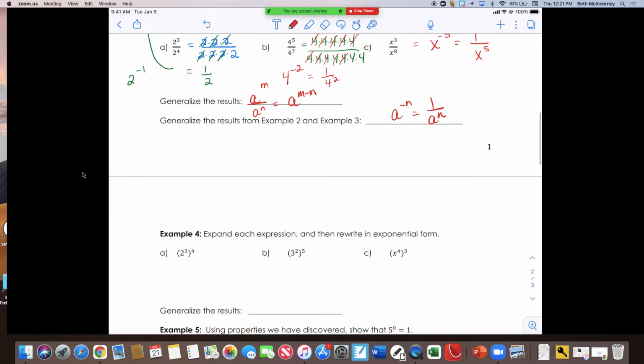So if we move along to example 4, it says expand each expression. So if I have 2 cubed to the 4th, that means 2 cubed times 2 cubed times 2 cubed times 2 cubed.